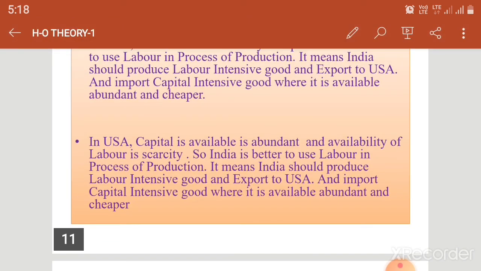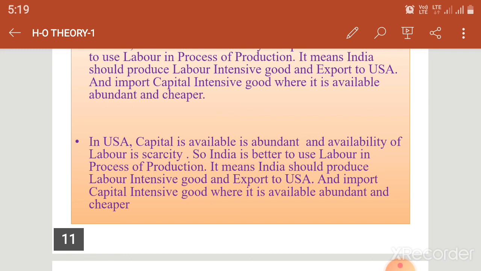So by doing this kind of trade, the countries can get profits. The countries can experience the profit. Both goods are available in both countries at very cheap rates, low prices.